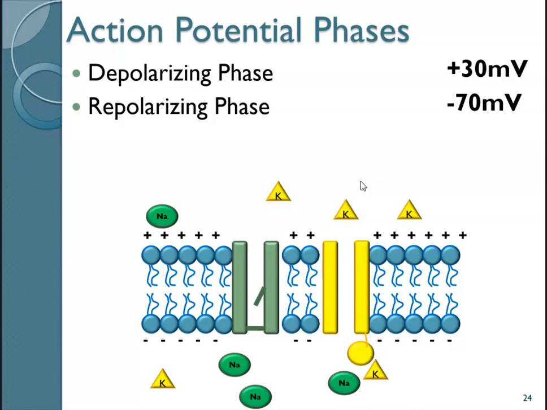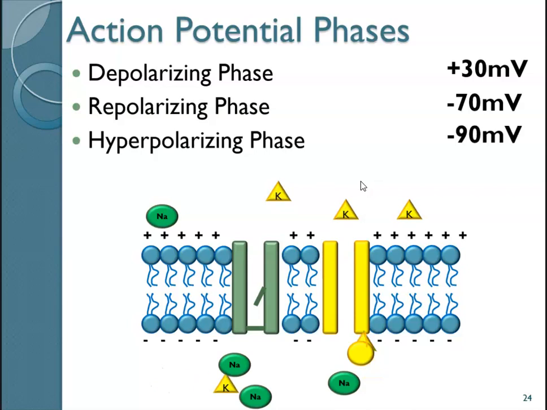-70 millivolts is the trigger for potassium channels to close, but I mentioned in the previous slide that potassium gates are slow to open, they're also slow to close. So by the time they do close, we have a few more potassium leaking out. So we have the third phase, which is called hyperpolarization. It becomes more polarized, it becomes more negative because we lost more plus charges. Inside becomes more negative. It goes from -70 all the way down to -90.